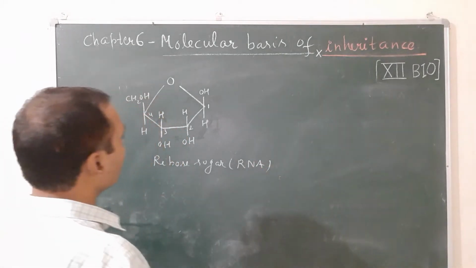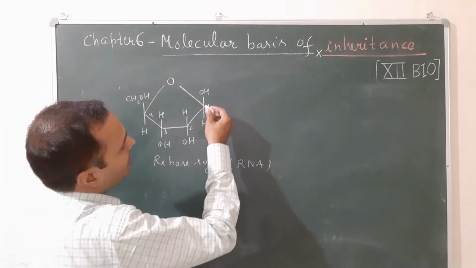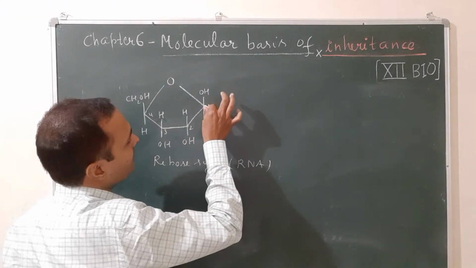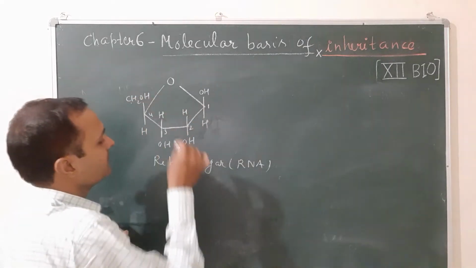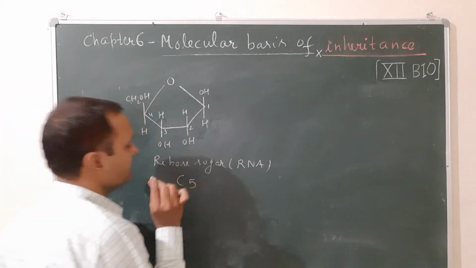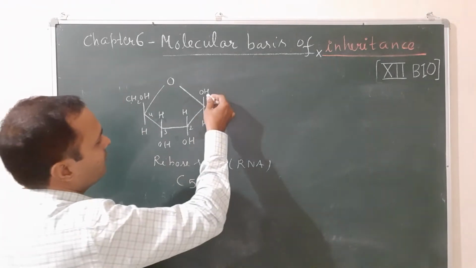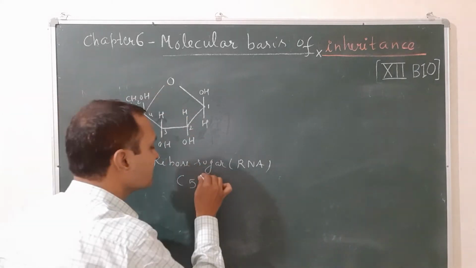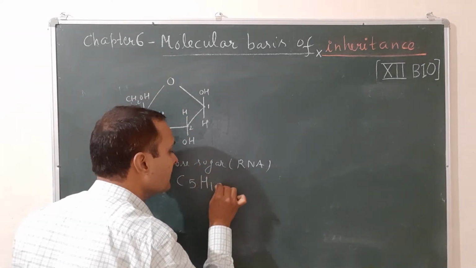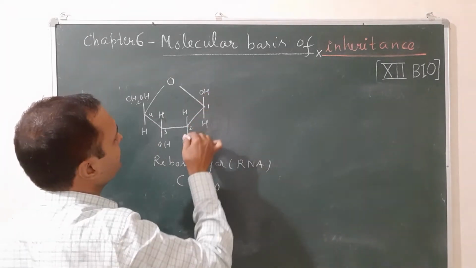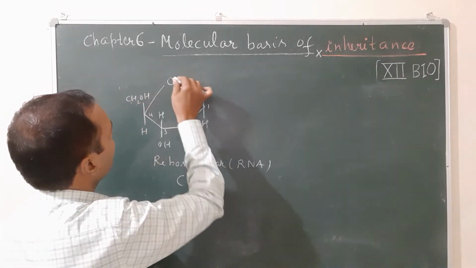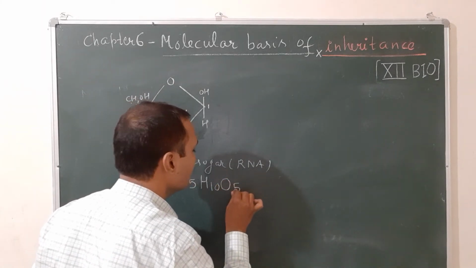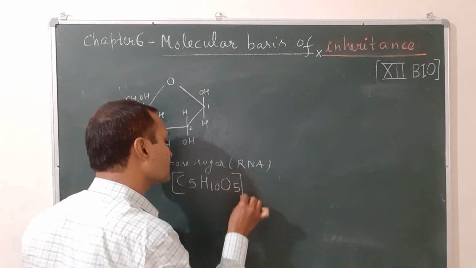Now let us see the molecular formula of ribose sugar: how many carbon atoms, how many hydrogen and how many oxygen. Carbon atoms: 1, 2, 3, 4, 5, so the molecular formula will be C5. Now we count the hydrogen atoms: 1, 2, 3, 4, 5, 6, 7, 8, 9, 10. So C5 has H10. Now count the oxygen atoms: 1, 2, 3, 4, 5. So C5H10O5 is the molecular formula of ribose sugar.